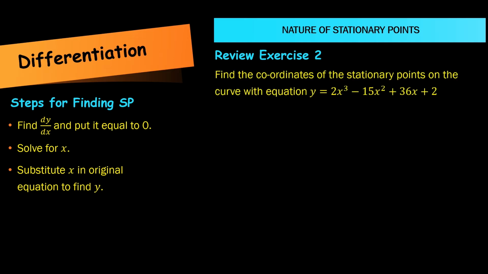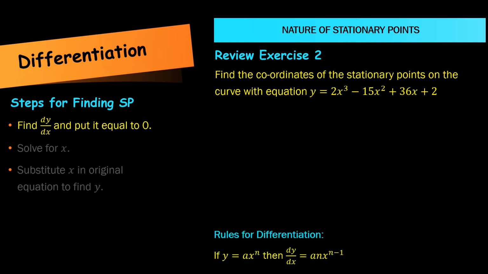We are required to find the coordinates of the stationary points on the curve with equation y equals 2x cubed minus 15x squared plus 36x plus 2. So let's remind ourselves of the rules of differentiation. If y equals ax to the power n, then dy dx equals an times x to the power n minus 1. Let's now use this to tackle review exercise 2.